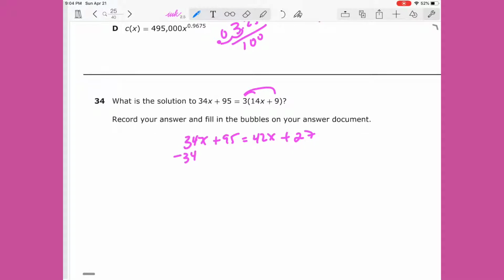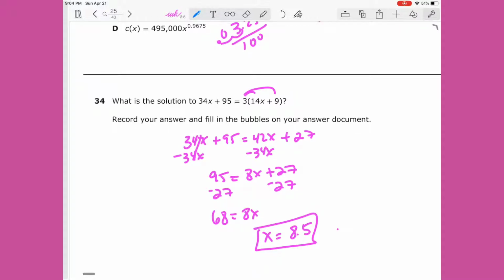I'm going to subtract 34x from both sides. And that's going to give me 95 is equal to 42 minus 34 will give me 8x plus 27. Subtract 27 from both sides. That's going to give me 95 minus 27, which will give me 68 is equal to 8x. 68 divided by 8 will give me 8.5. So my answer is 8.5 is the value of x.